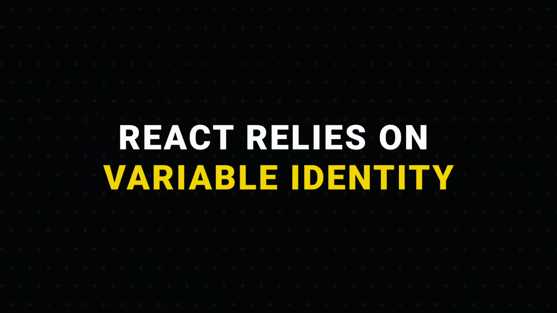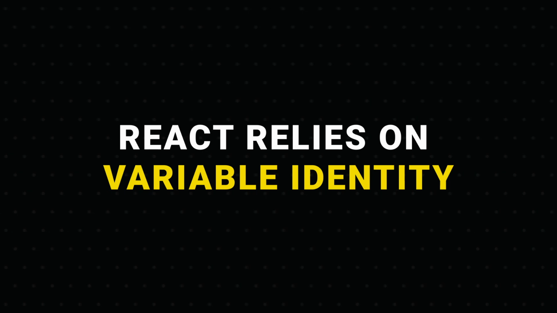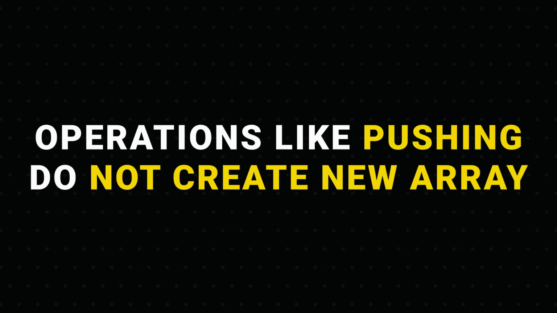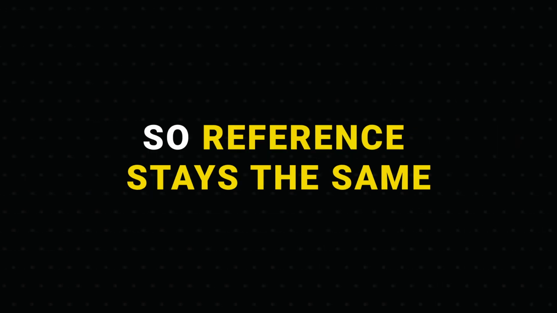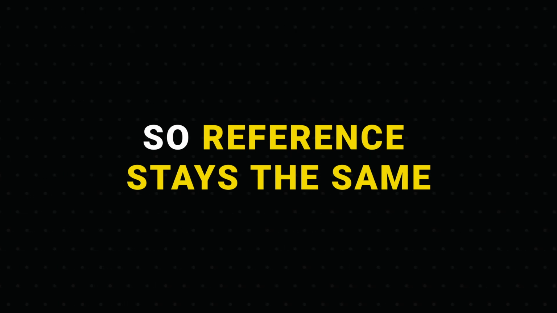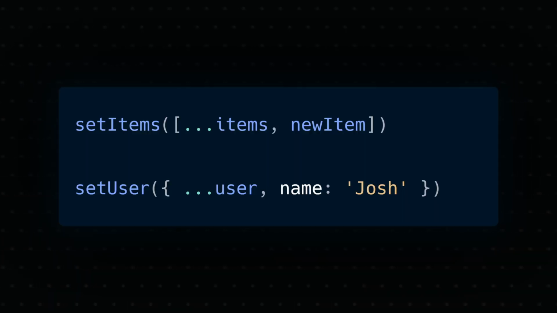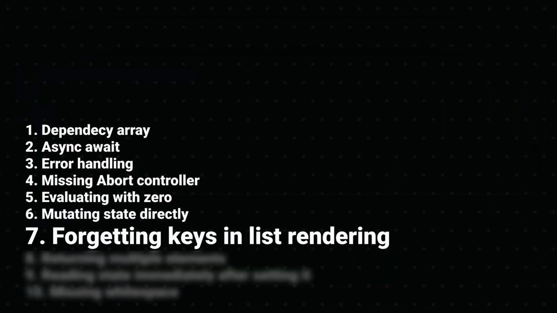Why? Because React relies on variable identity, and operations like pushing do not create a new array, so the reference stays the same. What you have to do instead is to always create a new copy of the array or object. 3 dots named the spread operator are very helpful to do that. This way we create a completely new instance of the object or array and React will react.